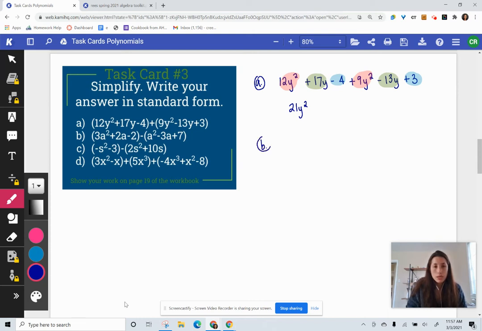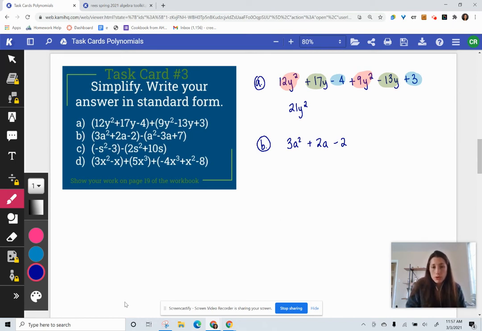On question B, I'm going to rewrite this without the parentheses. So we would get 3a squared plus 2a minus 2. And then a reminder, we're really subtracting everything that's in this parentheses. So the subtraction needs to kind of distribute to everything.